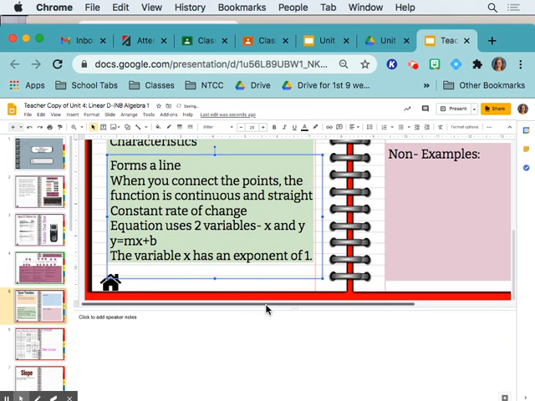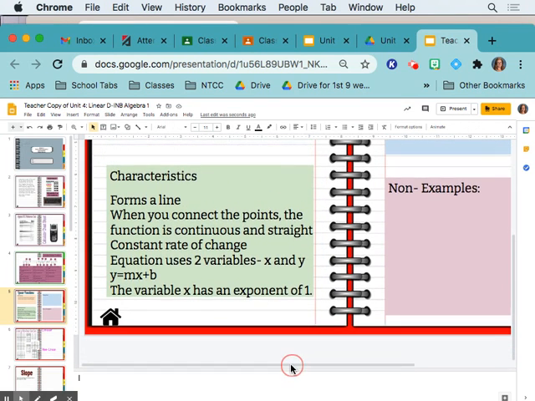There we go. So it forms a line. When you connect the points, the function is continuous and straight, has a constant rate of change. Equation uses two variables, x and y. And we remember the equation as y equals mx plus b. And the variable x has an exponent of 1. Okay, we are going to find some examples and some non-examples.